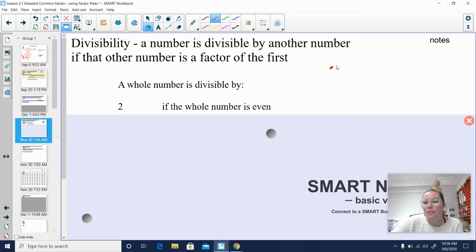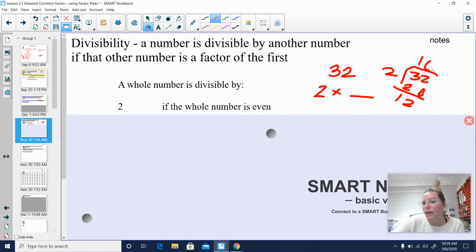So if I'm trying to find the factors of 32, because it's even, I know that 2 times something equals 32, which means that 32 can be divided by 2. So 2 goes into 3 once. We subtract, bring down our 2, we get 12, and it's 16. So I know 2 times 16 equals 32. So what we're saying here is that if a number is even, it can be divided by 2.